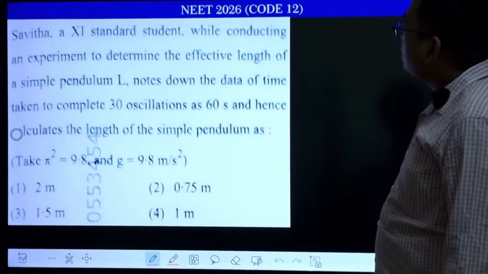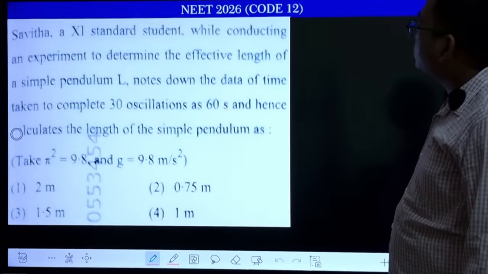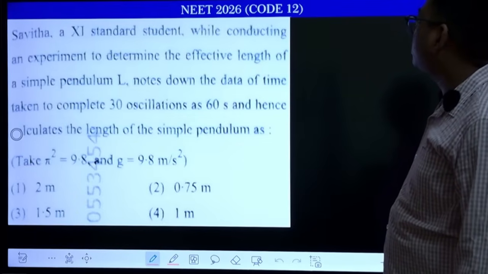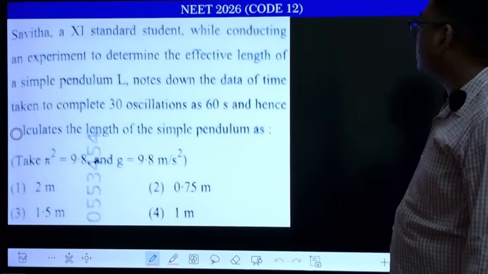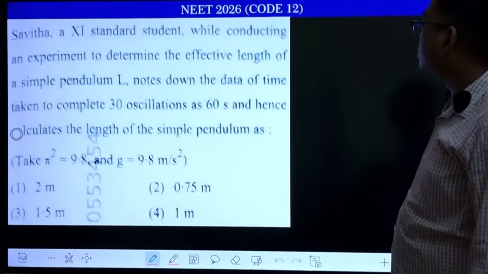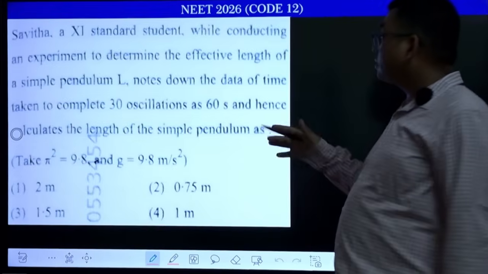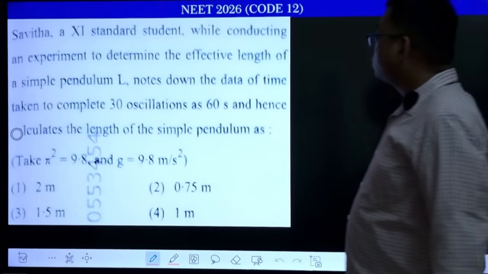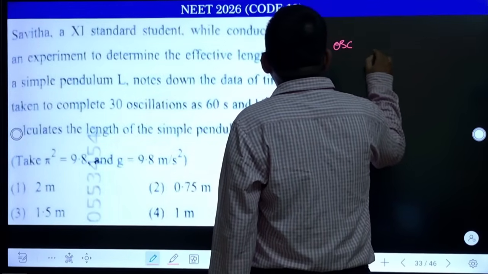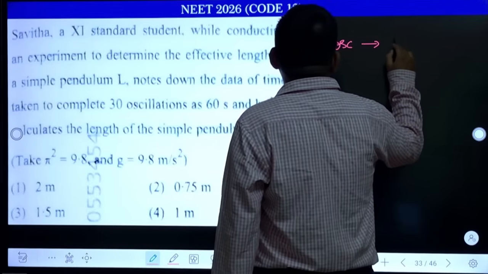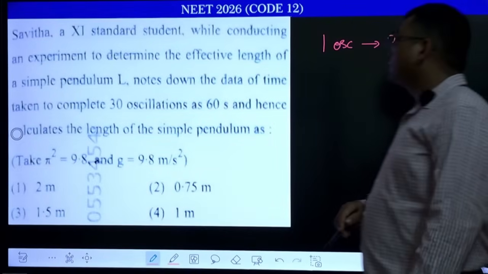Savita is a standard 11 student. While conducting an experiment to determine the effective length of a simple pendulum, she notes down the data of time taken to complete 30 oscillations as 60 seconds, and hence calculates the length of the simple pendulum as. Okay, so 30 oscillations have taken 60 seconds. So what will be the time for one oscillation? One oscillation time will be 60 by 30, 2 seconds. Correct?